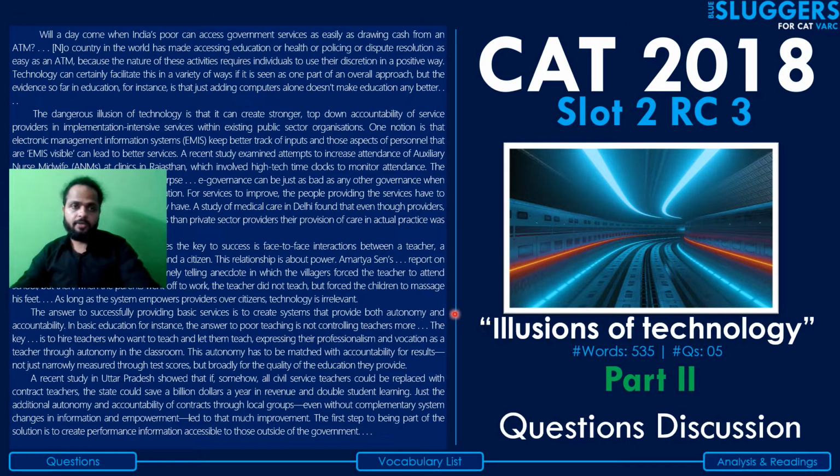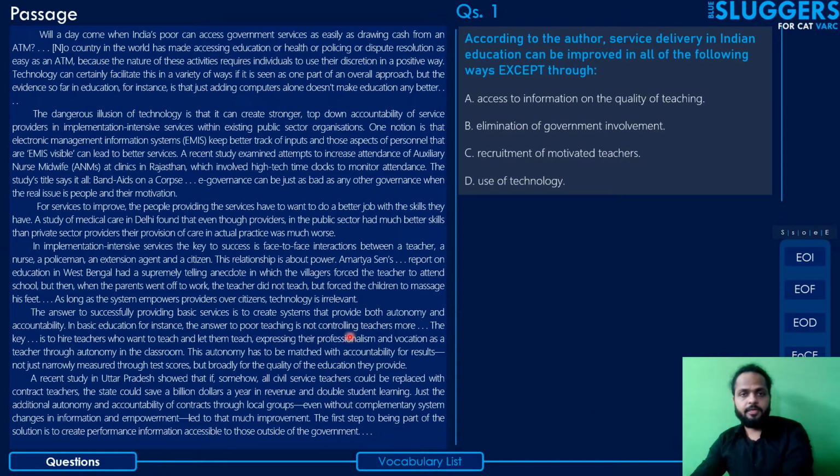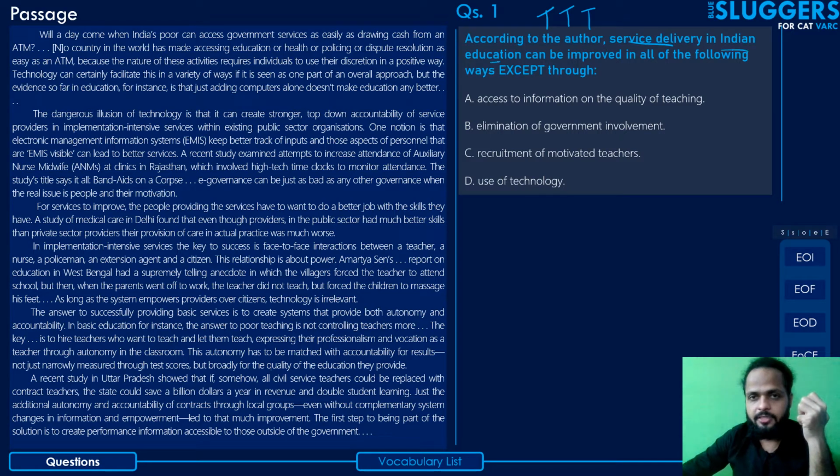Okay, so let's start with the first question. According to the author, service delivery in Indian education can be improved in all of the following ways except through. So again we have a triple TF scenario. Three of the four options will be points that the author has mentioned, via which service delivery in the Indian education system can be improved. And one of them will be a point that the author has not mentioned, and that will be your answer.